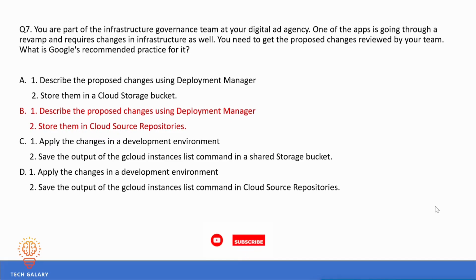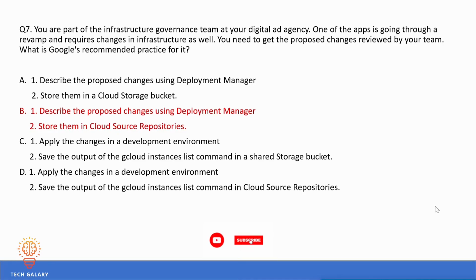In both option C and D, they have mentioned apply the changes in a development environment and then save the output. But in the question, they have stated that you need to get the proposed changes reviewed by your team. So you need to review the changes before they are applied, right? In that case, options C and D do not fall under this. So option C and D are obviously incorrect. So the obvious correct answer will be option B. Describe the proposed changes using deployment manager, then store them in cloud source repositories.